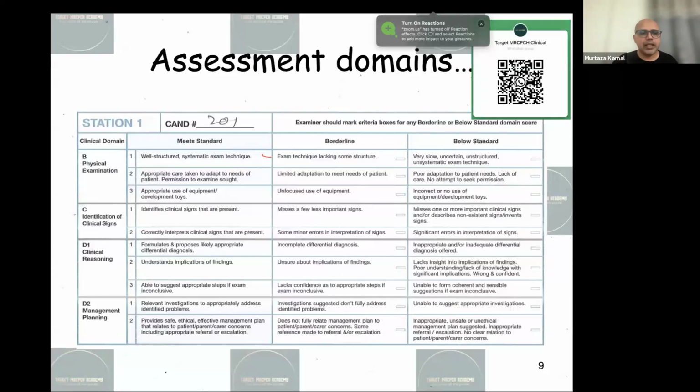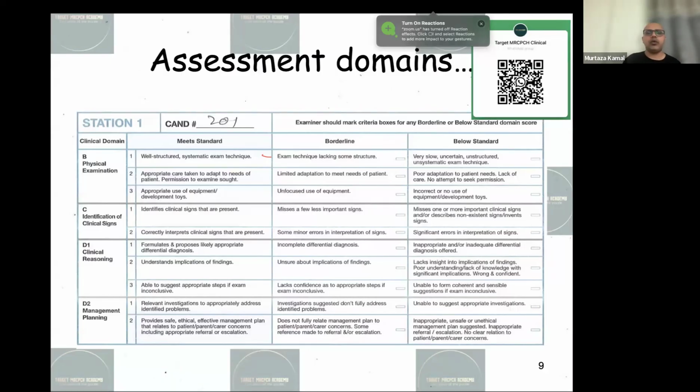The second thing which you are being marked on is the identification of clinical signs. While you are doing your examination in a very structured manner, you might be unable to pick up the clinical signs. It's not that you won't be able to pick up all the signs. You might be able to pick some of them, and you might not be able to pick a few of them. So it's not that you will be marked directly 0. If you are missing some of the points, but you are able to identify some of the critical signs and symptoms, at least you will get 1 mark in that.